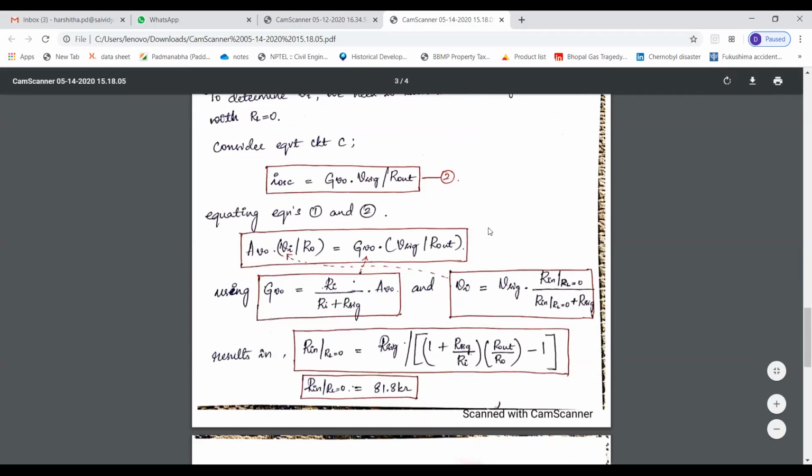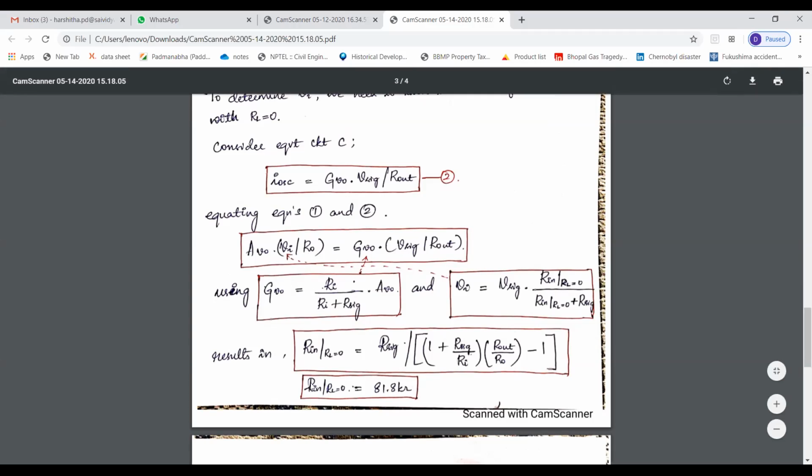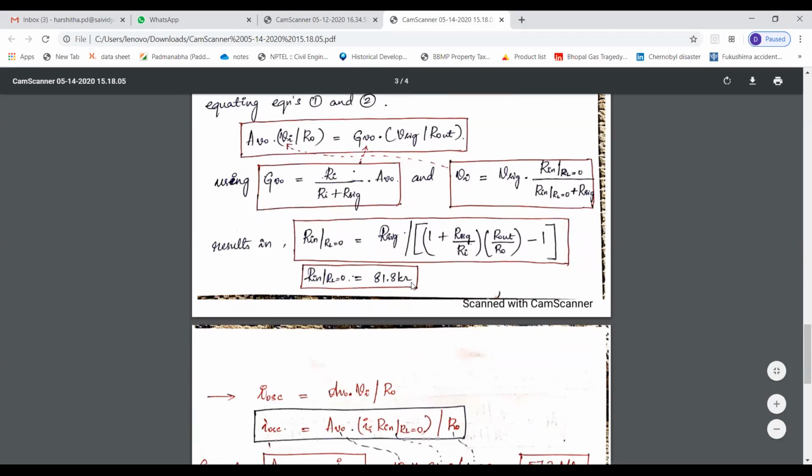Since both of these are the same output short circuit current, we can equate them. Upon equating, we'll get this equation, and upon substituting for Gm naught equal to Ri by Ri plus Rc into AV naught, and Vi as equal to Vsig into Rin when RL is equal to 0 by Rin when RL is equal to 0 plus Rsig, we will get Rin for RL equal to 0 as equal to Rsig by 1 plus Rsig by Ri into Rout by R naught minus 1. Upon simplification, you will get this equation. Try to simplify, substitute and calculate the value of Rin for RL equal to 0, and you will get it as equal to 81.8 kilo ohm. If you have any doubts, you can get them clarified.